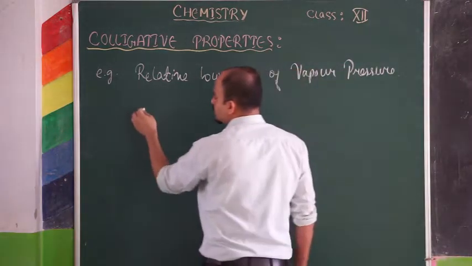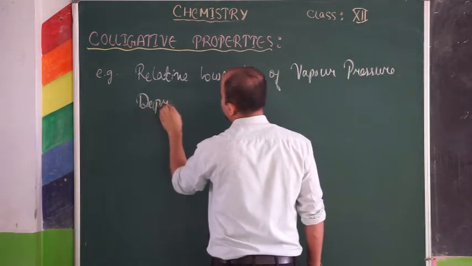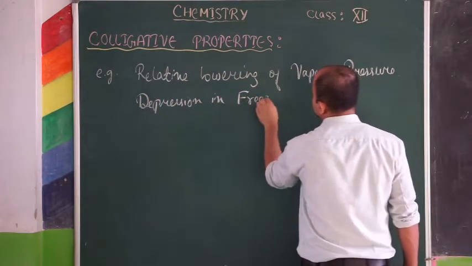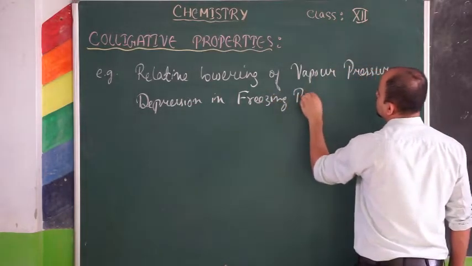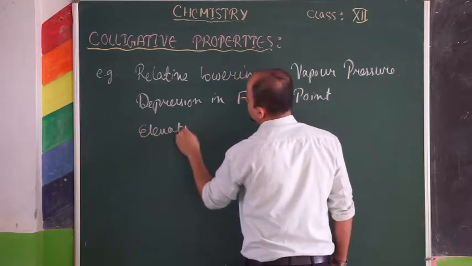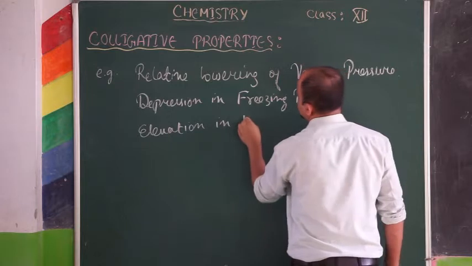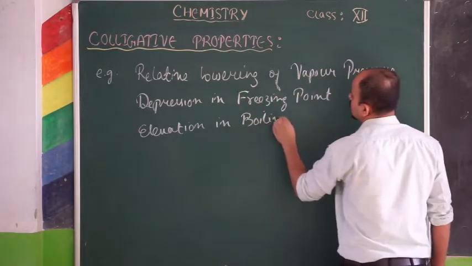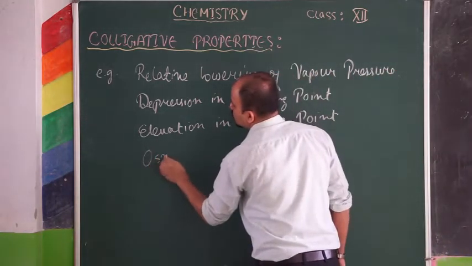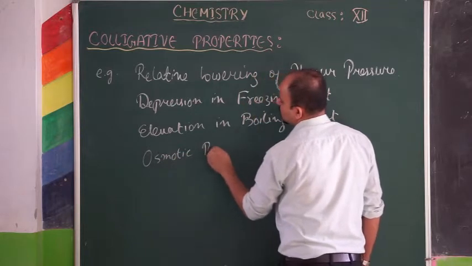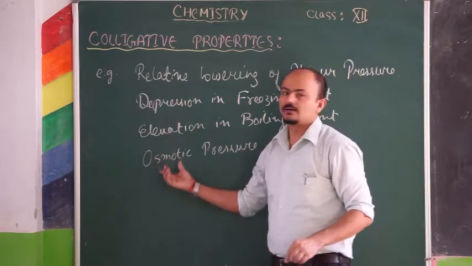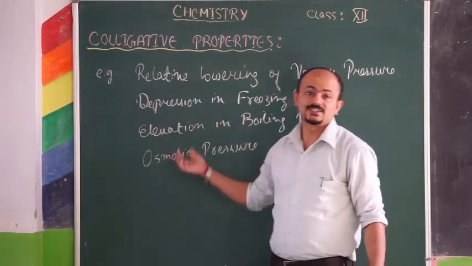depression in freezing point, elevation in boiling point, and also osmotic pressure. So these are some of the examples of colligative properties, and we are going to discuss all of them one by one in more detail.